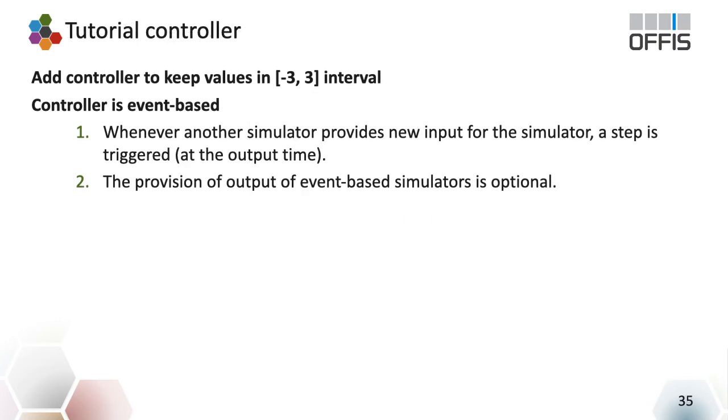So for a second scenario, we're adding here a controller. The aim of this controller is to keep the values of the models in an interval of -3 to 3. And this controller here is event-based. So this means whenever another simulator provides new input for the simulator, the step is triggered. And it provides new output only if something is really happening. So it's not the case that for every time step there is an output of the controller.